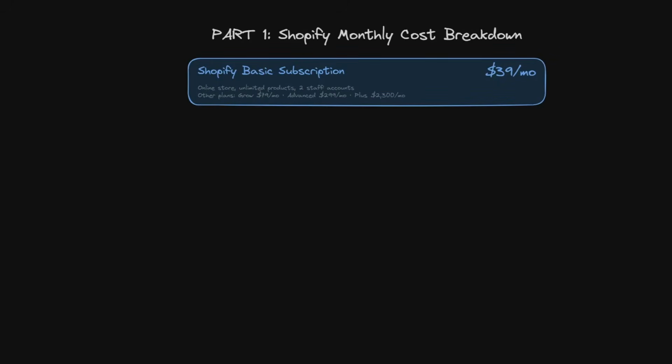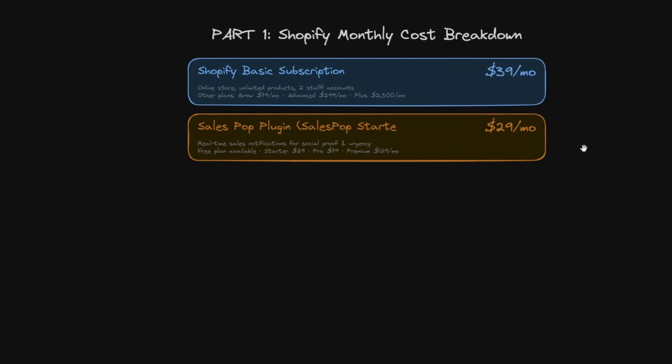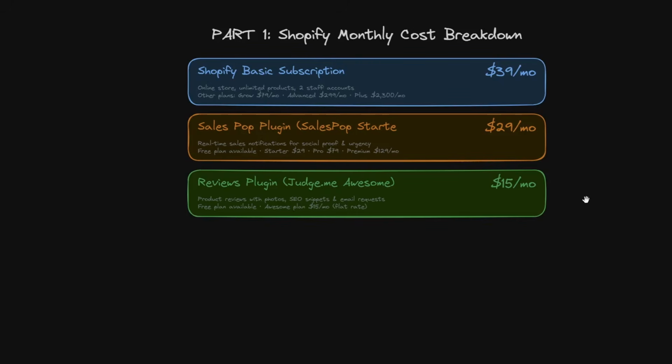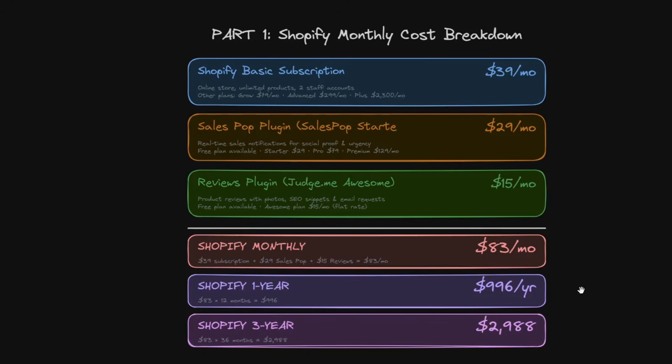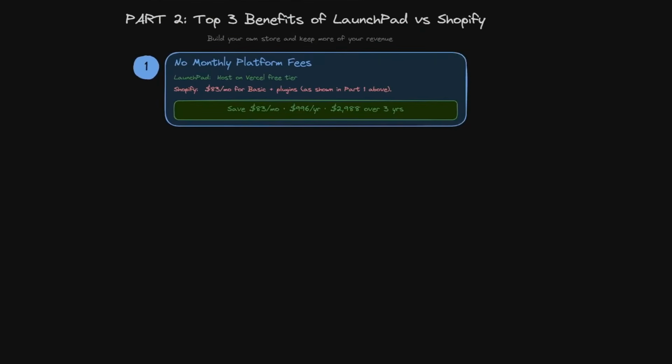All right, let's talk cost. So if you're using the Shopify Basic subscription, that's $39 a month. If you add a Sales Pop plugin, like what I showed earlier, that's going to cost you around $29 a month. A reviews plugin, maybe Judge.me, it's a great plugin, but again, it's going to cost you around $15 a month. So on a monthly basis, Shopify is going to cost you around $83. That is $996 per year and nearly $3,000 over 3 years. Now, there are some benefits when we use the LaunchPad or your own tech stack instead of Shopify.